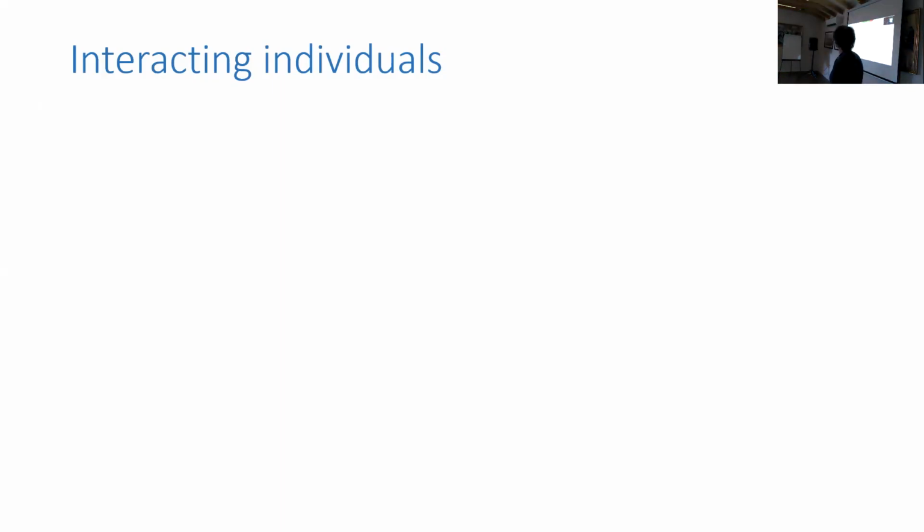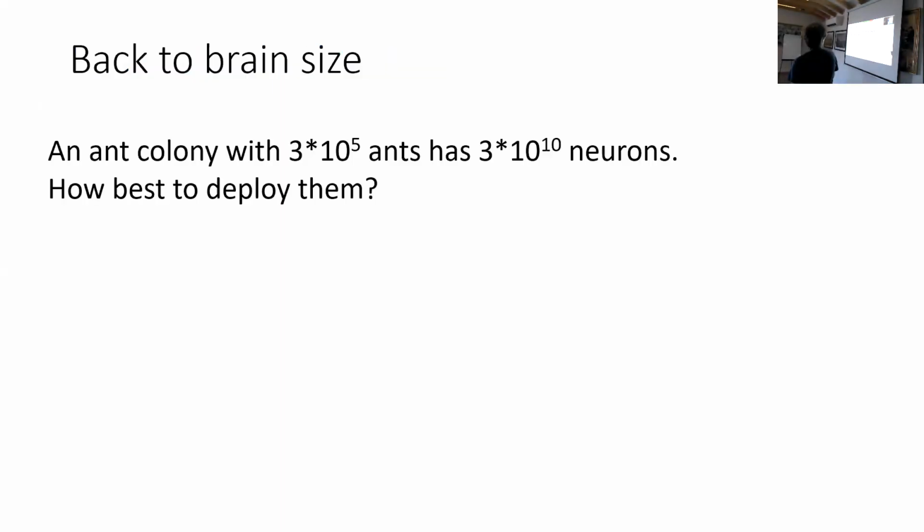Yeah, so now let's try to look together at this. We have interacting individuals in the colony. So we try to connect the individual part and the interactions part. And again, we go to the question that we asked before with this model. So for example, an ant colony, which is nicely sized. This is not a rare size.